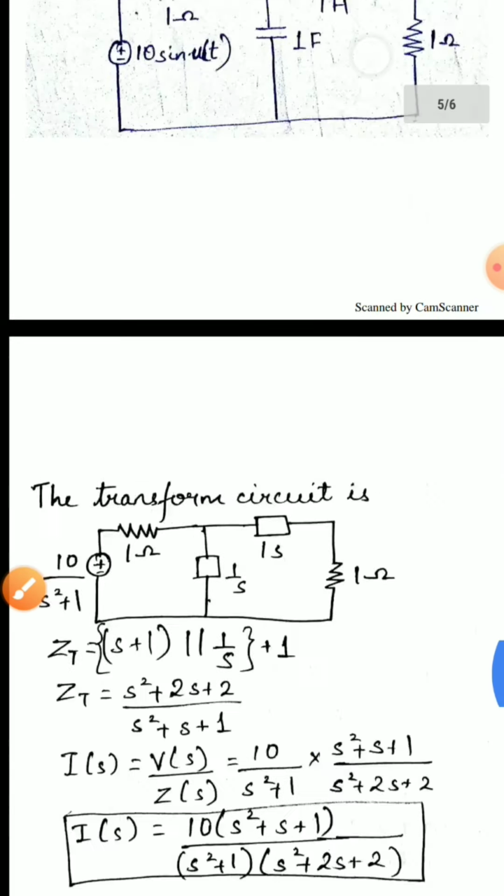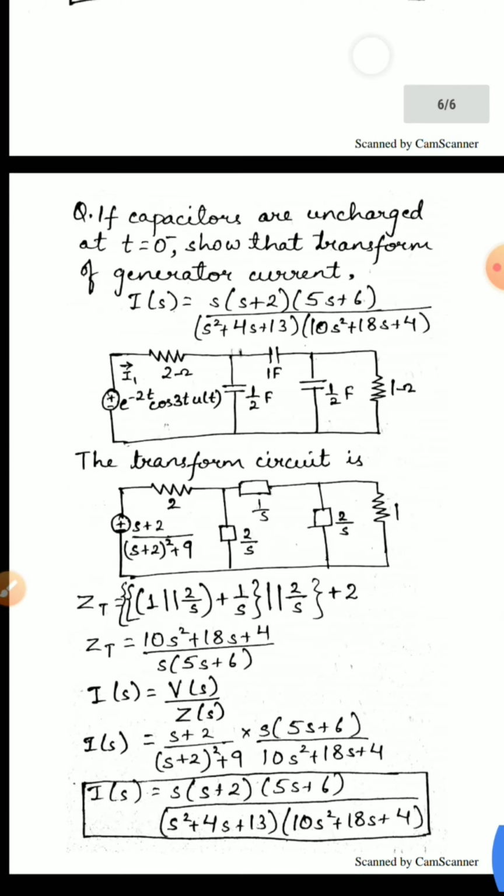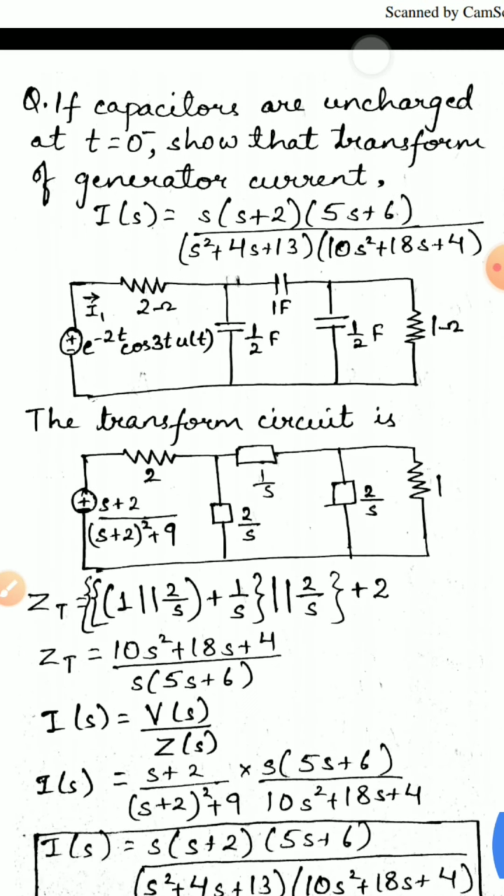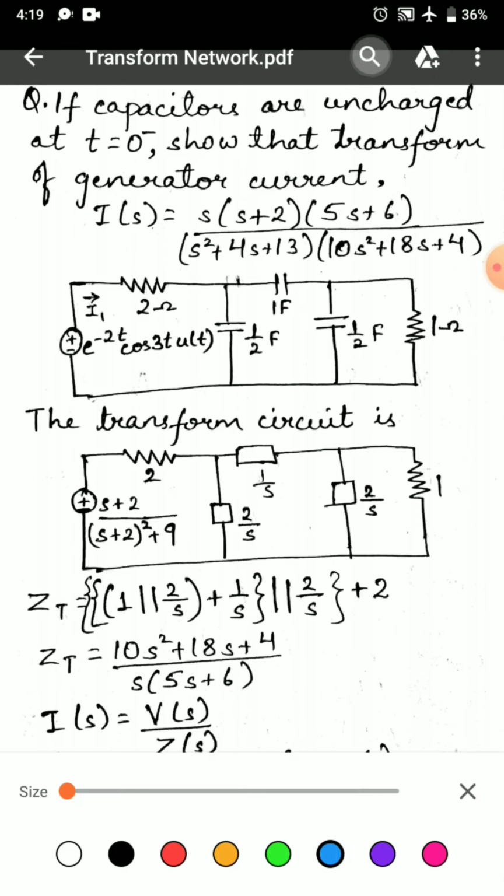Let us go to one more question. If capacitors are uncharged at t equal to 0, show that the transform of generator current I of S is equal to S into S plus 2 upon 5S plus 6 upon S square plus 4S plus 13 into 10S square plus 18S plus 4. So, the question states that capacitors are uncharged. We need to prove this equation for the given circuit.